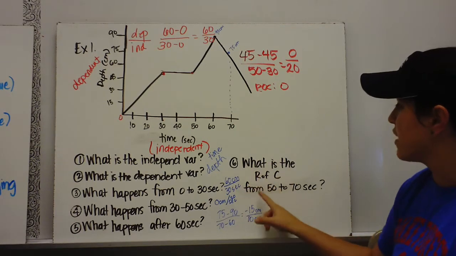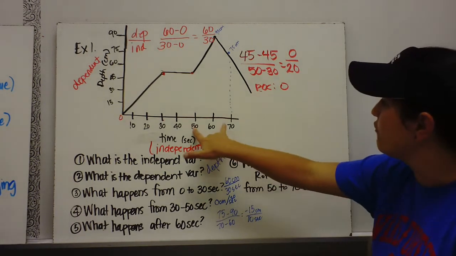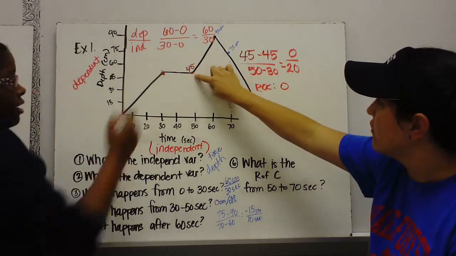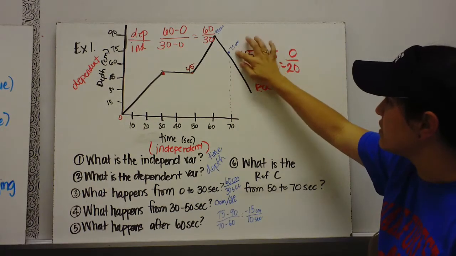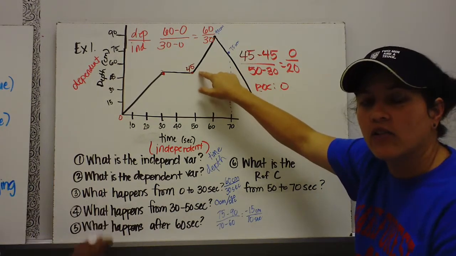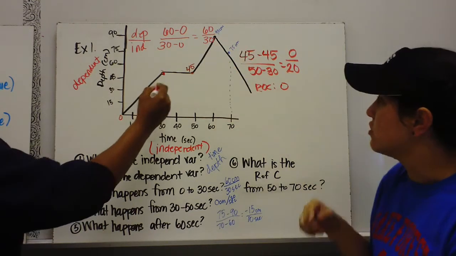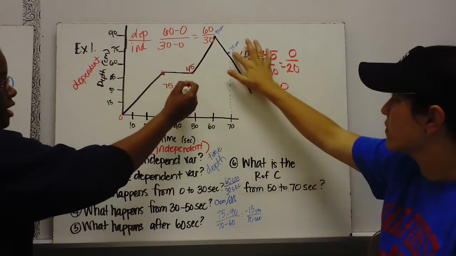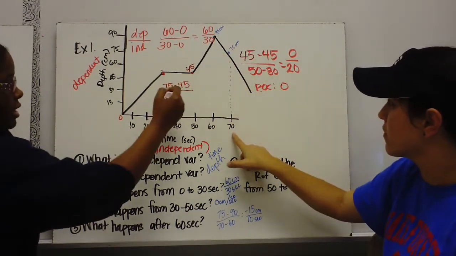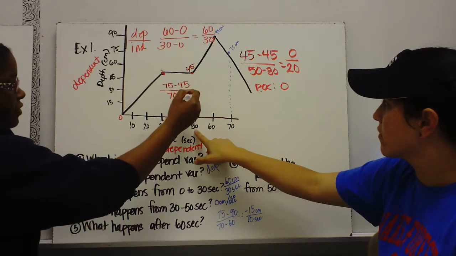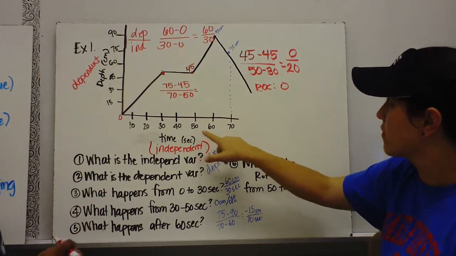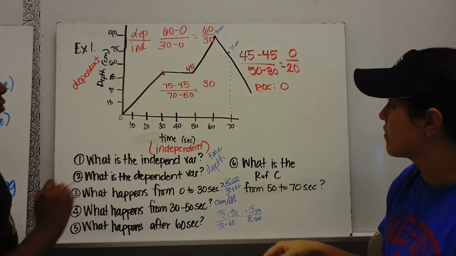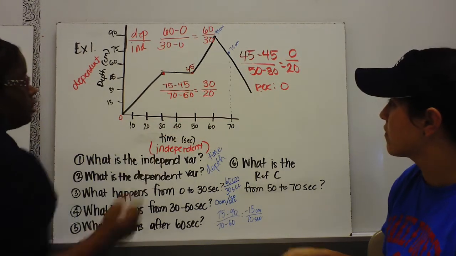All right, and question number 6 is, what's the rate of change from 50 to 70? So from 50 to 70, right here, this is at 45. 45 to 70 is at 75. So our graph is filling and then starts to lose. But if we find the rate of change, it's 75 minus 45 over 70 seconds minus 50 seconds. And 75 minus 45 is 30 centimeters over 20 seconds.